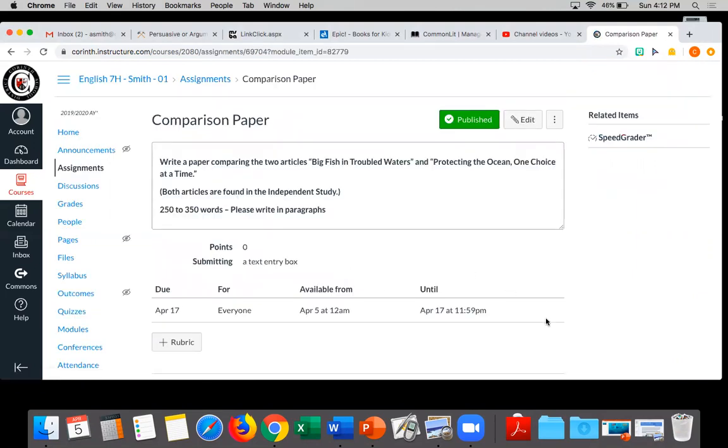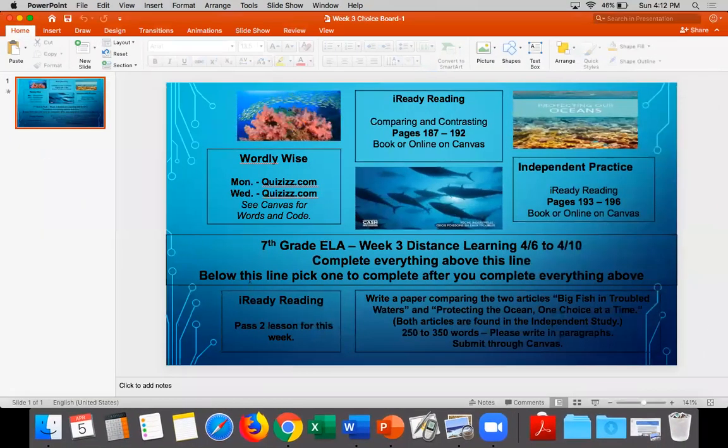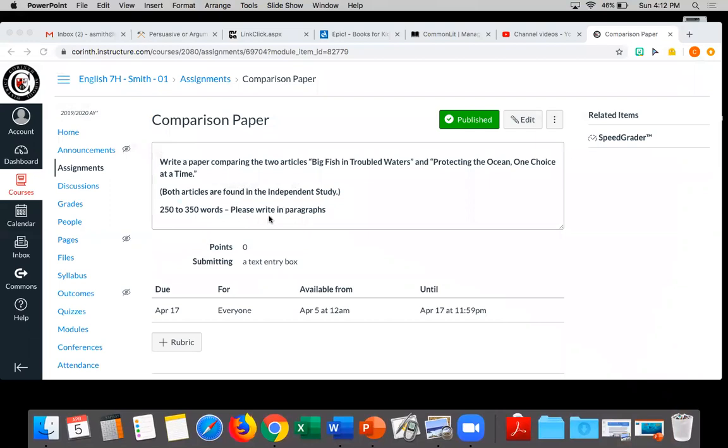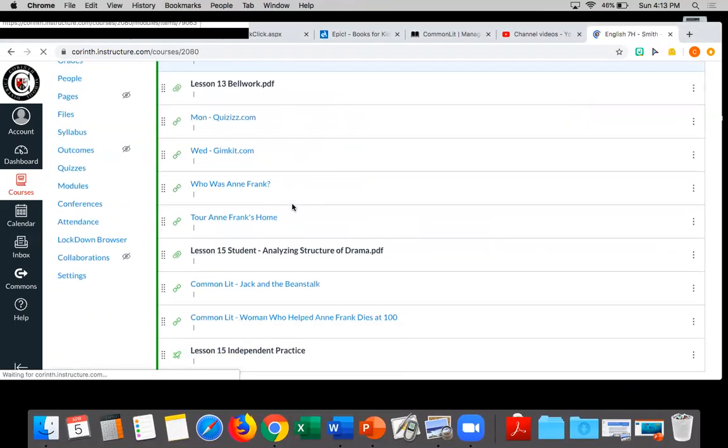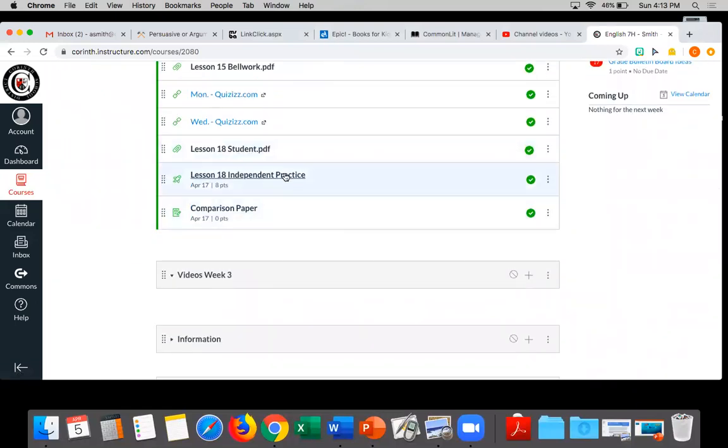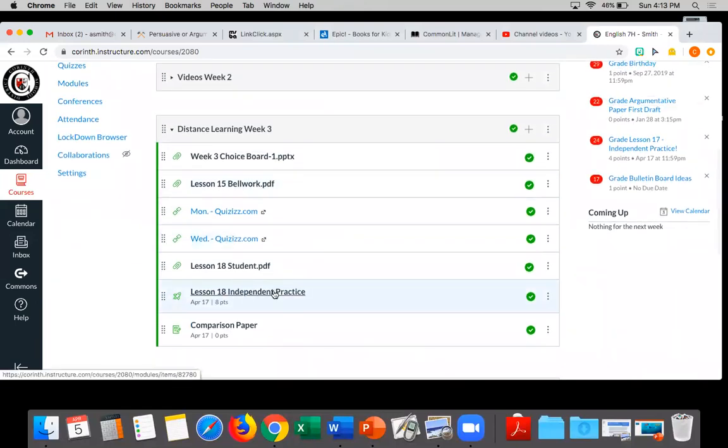If you would rather do the comparison paper instead of passing 2 iReady reading lessons for this week, then just do this, okay? You've got to just type it into the text box, or you can type it in Word and then copy and paste it or whatever. Okay. How do we get back? There we go. Alrighty, and then I will talk about the independent practice at the end of this video.